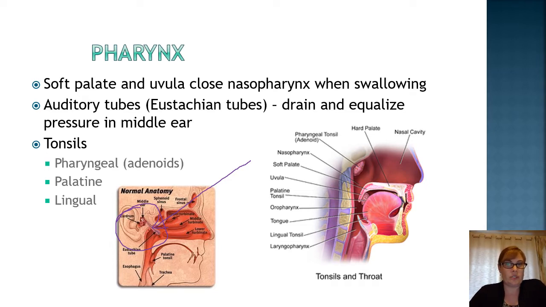Sometimes it's called a pharyngotympanic tube. That tube's job is to equalize the pressure and drain excess fluid from the ear. That's the goal. Unfortunately, right at this particular part, there's also a tonsil called the pharyngeal tonsil, and pharyngeal tonsils are also known as the adenoids.